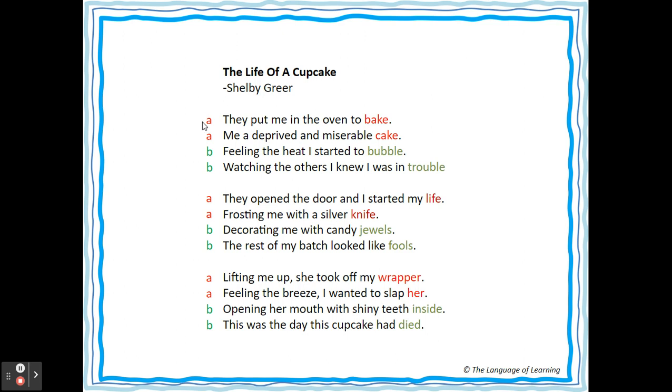So here, if you notice, these two were given the letter A. So we're going to start at the beginning of the alphabet and we're going to find things that rhyme. So within this one stanza, we have bake and cake that rhyme. So they're going to be sharing the letter A. And then we have bubble, trouble. So these are going to be given the letter B. And then here we're starting a new stanza. So we're going to start over. Life and knife. So those both rhyme. So they're going to be given A. And then jewels and fools. So if you notice all throughout, the 3 stanzas all have that A, B, B pattern.